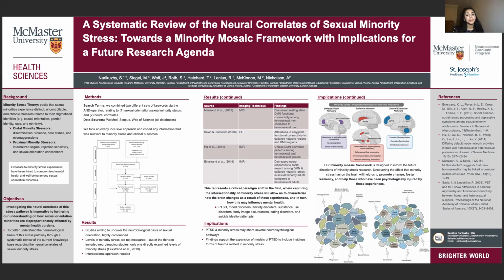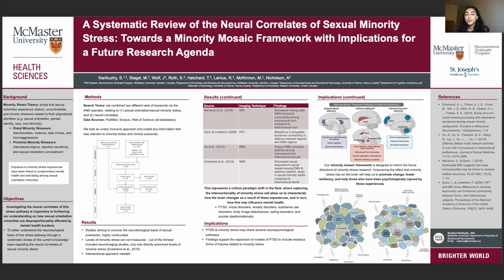Now, interestingly, our results revealed several gaps in the minority stress field, where the neuroimaging studies included in our review were highly confounded. Unfortunately, studies reporting unique patterns in the brain among sexual minorities have largely attributed these findings to the neurobiological basis of sexual orientation exclusively. In fact, 12 out of the 13 studies that we reviewed did not measure levels of minority stress. As well, intersectionality was not considered, and of course, different intersecting identities can contribute to unique minority stress experiences.